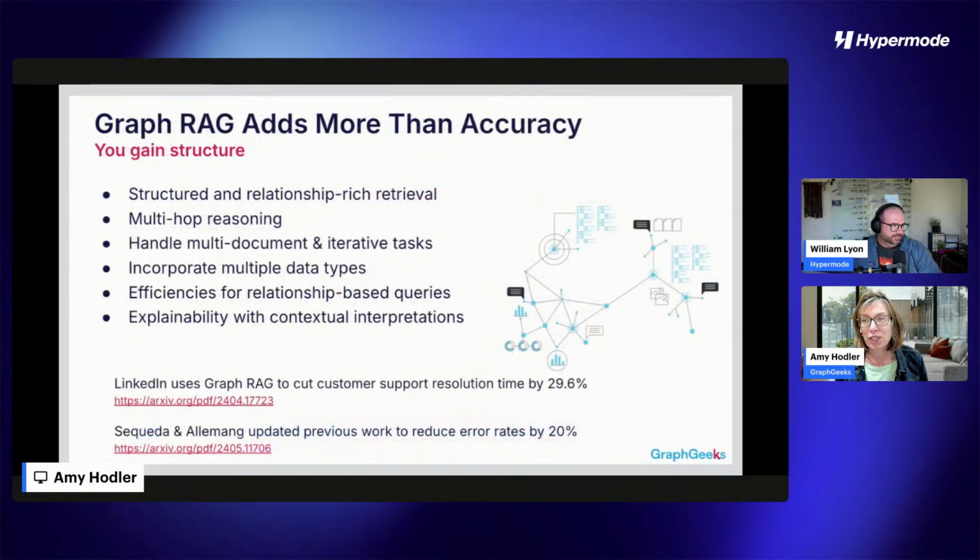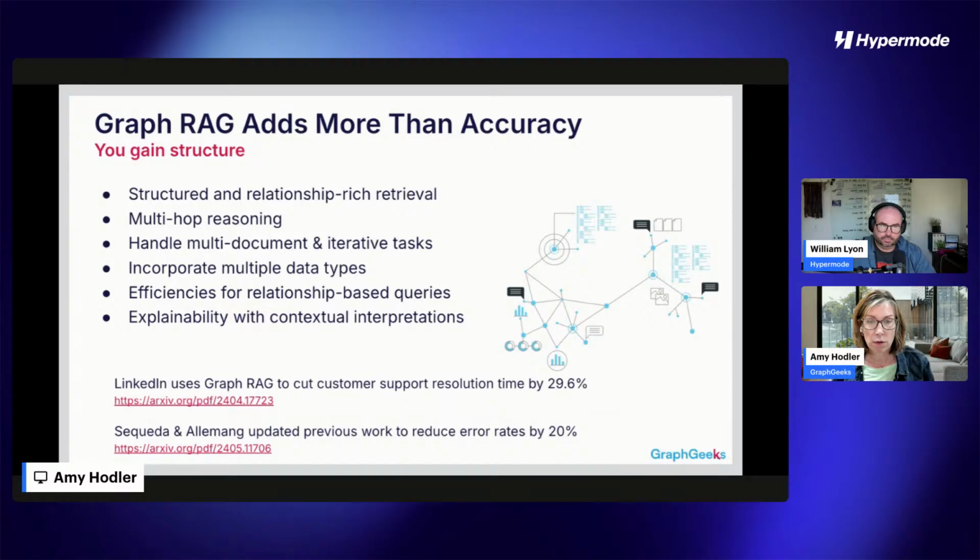So I think enough on multimodal, as much as I could talk for a long time on that. So why graph and GraphRAG is another thing to take a look at. So what do you gain with graphs? You gain structures, relationships. You potentially gain multi-hop reasoning if you have to bring together multiple documents and do things that are more iterative and long-term tasks. You can also incorporate multiple different types of data, as graph systems are good for that. And anything that is highly relationship-based, you would assume is going to be better in a graph if you're traversing through ideas, and just more explainability with contextual interpretations.